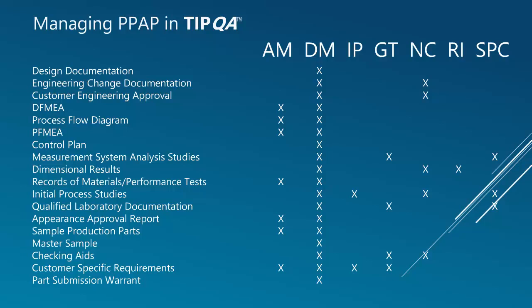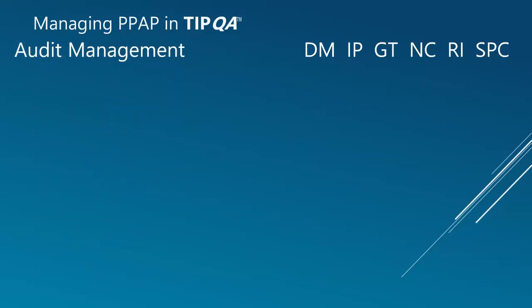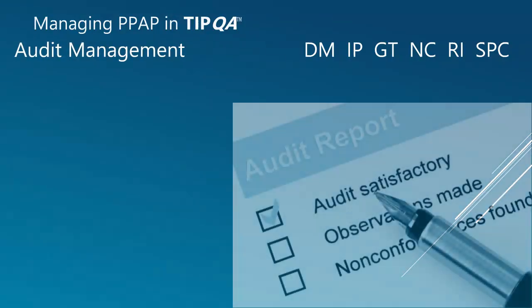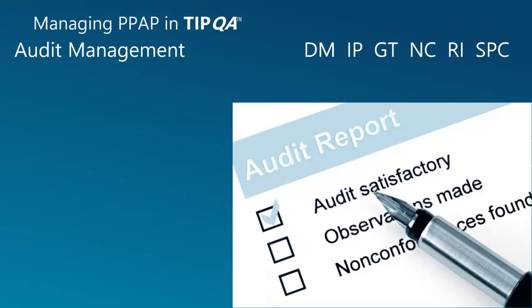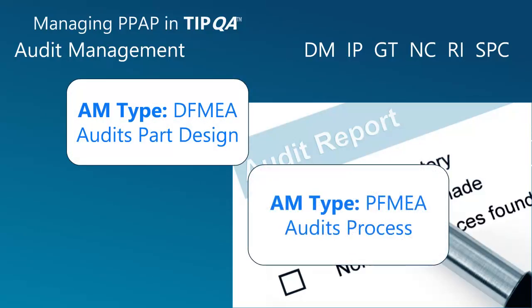While the methods and modules may vary depending on the modules used, this is one possible use scenario. Let's take a look at that now. Audit management can be used to evaluate parts and processes for DFMEA and PFMEA respectively. If an issue arose from these steps, TIPQA and the Audit Management module could generate a corrective action directly from Audit Management.